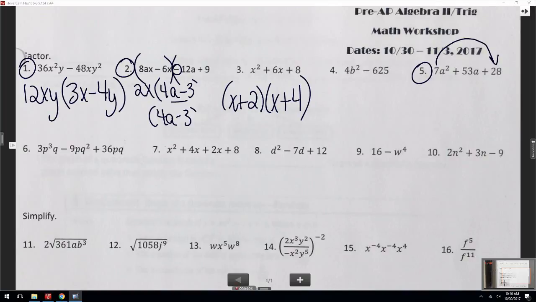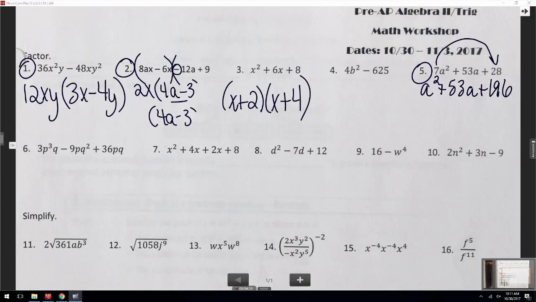So first things first, you have 3 terms, right? You don't have a GCF. And how do you know to slide it? How do you know this one's different from number 3? Because there's a 7. There you go. There's a number in the front, right? So there's no GCF, and there's a 7 in the front. So you slide that 7 to the back, which y'all got that part. What's 7 times 28? Really big number, right? 196. So you got a squared plus 53a plus 196.